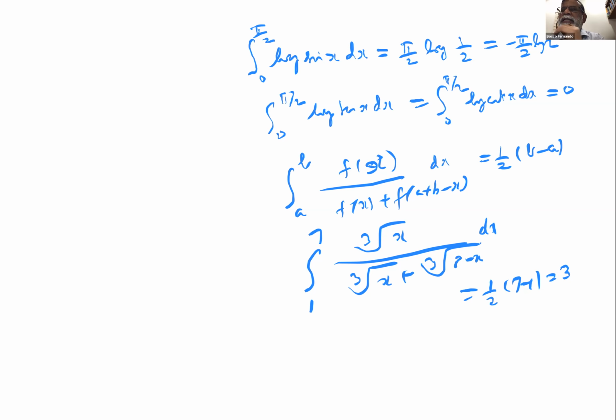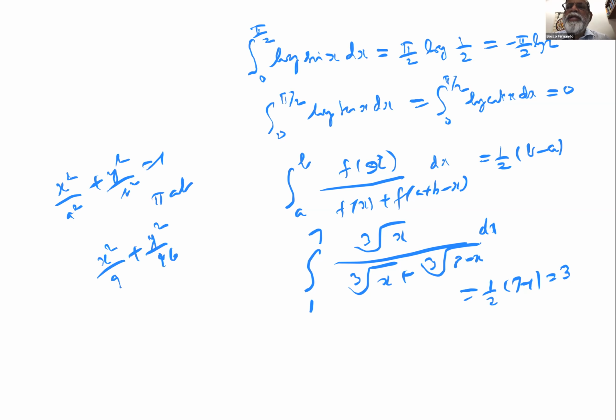So in that category, my advice to you is to remember as many problems as possible. What is the area of the ellipse x squared by a squared plus y squared by b squared equal to 1? It is pi a b square units. So what is the area of the ellipse x squared by 9 plus y squared by 16? There is no need to do integration. It is pi a b, pi into 3 into 4.